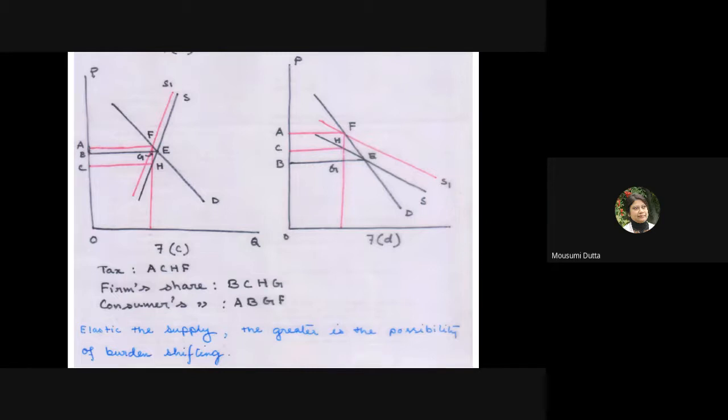However, if there is a stringent policy, in that case, along with AFHC, the government may appropriate this part of the loss in consumer surplus. However, for that, the government needs to frame a new policy. With the indirect taxation policy, they will be able to take away only AFHC, not the HCBG part. Okay, the triangle FGE is the dead weight loss.